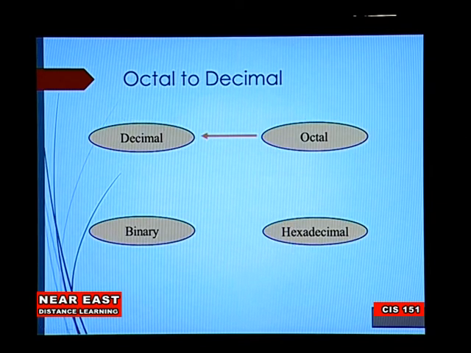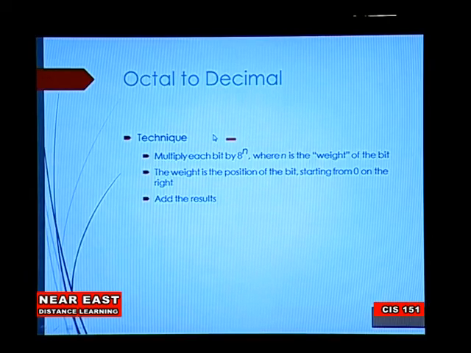Now I'm going to show you how to convert octal to decimal. The technique for this shows us how to multiply each bit by 8 to the weight n, where n is the weight of the bit. The weight is the position of the bit, starting from 0 on the right. In the end, we add the result.